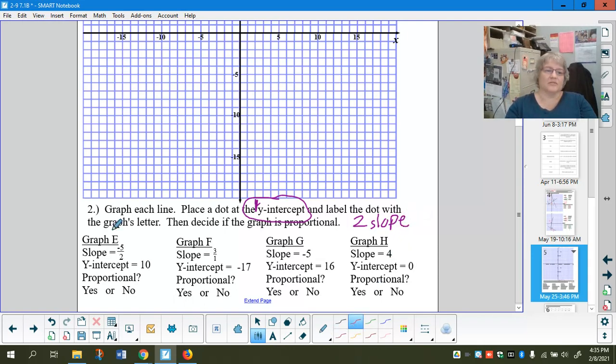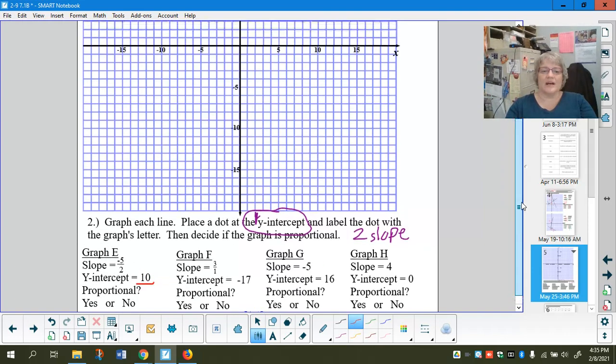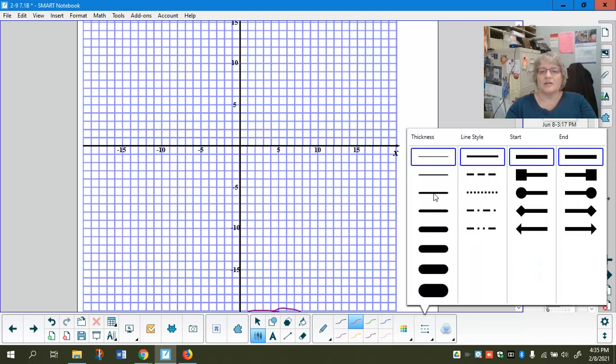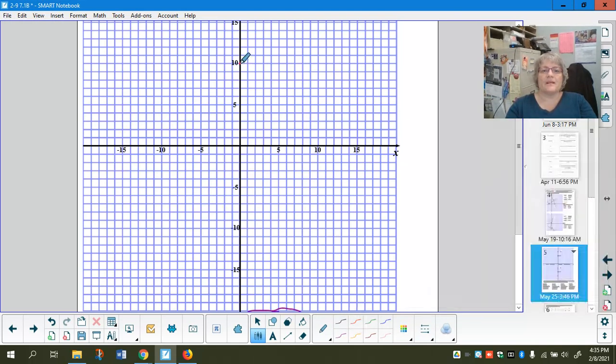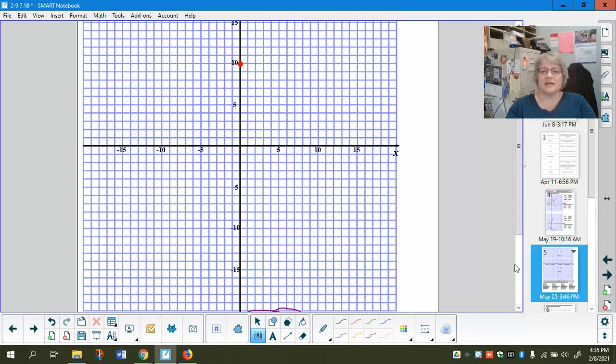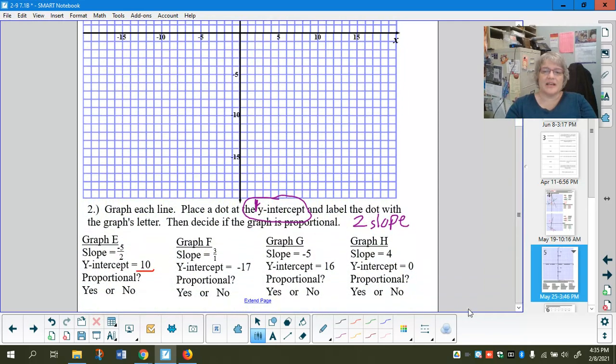So step 1, graph E. Y-intercept is 10. So I'm going to go on the y-axis until I get to 10, and I'm going to put a dot there. I need a bigger dot. There we go. That's a nice dot. Okay, and the second step is we're going to use the slope is -5 over 2. So -5 tells me to go down 5, and over 2 means to go to the right 2.